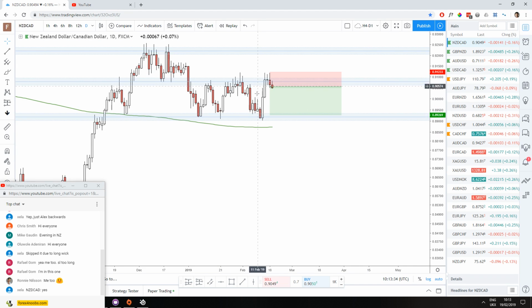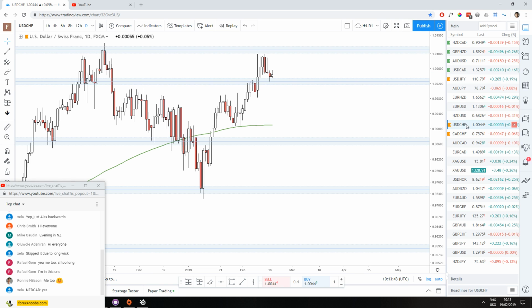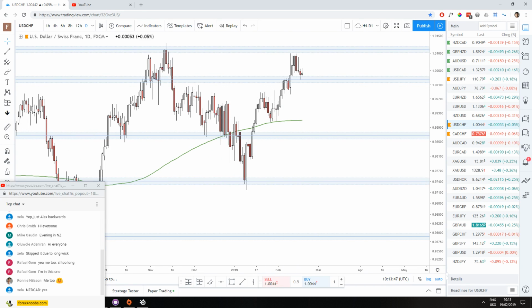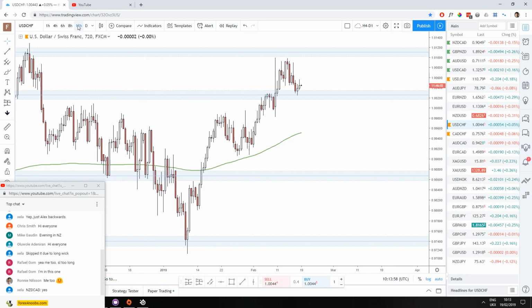I'm happier with New Zealand CAD overall just because of the strength of the range itself. Let's hold on to these ones and see how they play out. USDCHF. What was I looking at with USDCHF? I believe it was probably a continuation based on what I'm seeing right now. I was waiting for price to drop back down to here and continue up. It looks like we're getting that, but oh yeah, on the 12 hour.